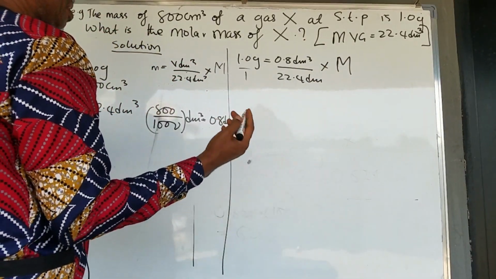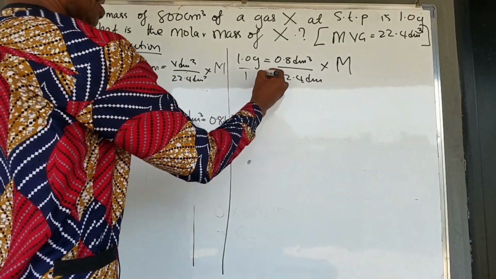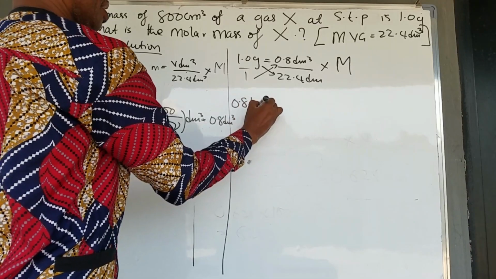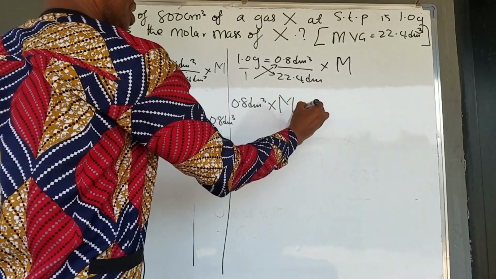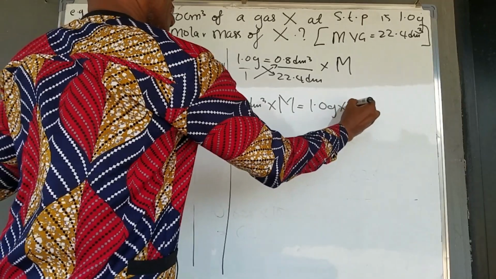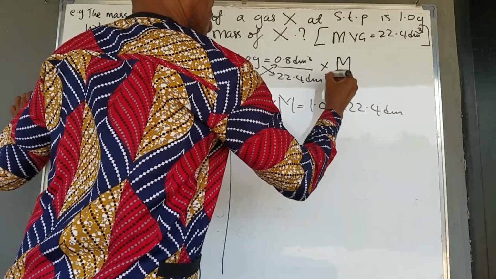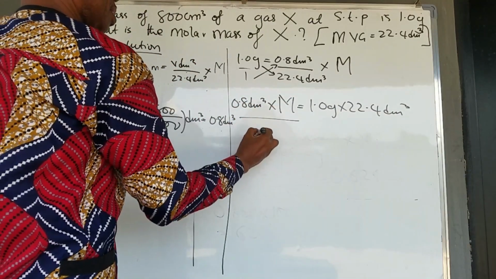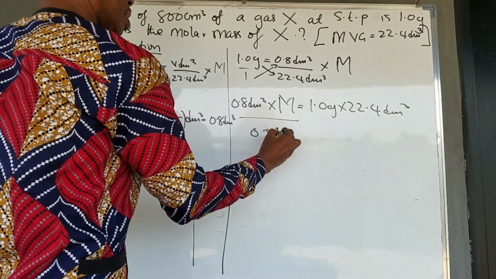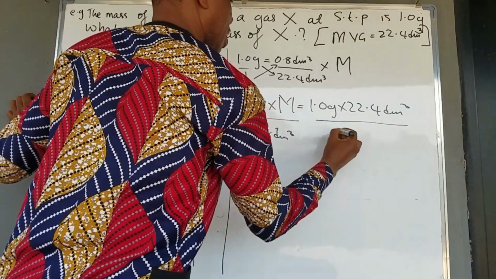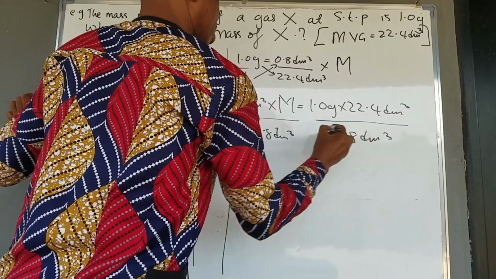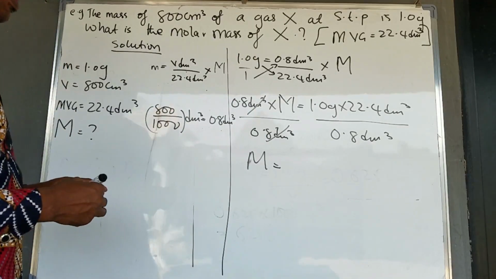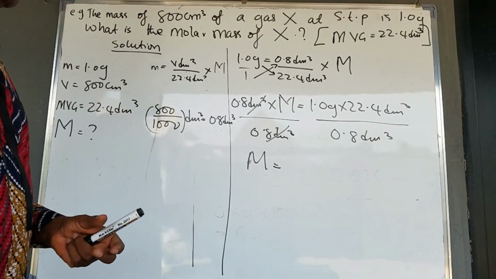So what do I do? Simple. I don't need to waste too much energy going through a long process. I will just cross multiply it, so it will give me 0.8 dm³ times the big M is equal to 1.0 gram times 22.4 dm³. And then how do I eliminate it? I divide both sides by 0.8 dm³. So I now get my big M. My big M is equal to 1.0 gram times 22.4 dm³ divided by 0.8.